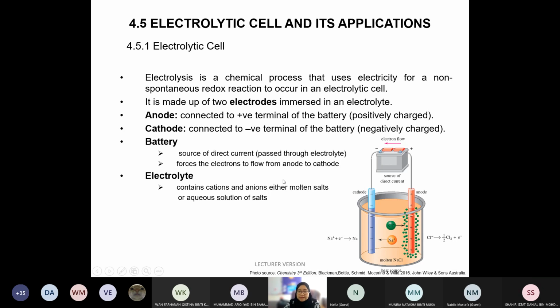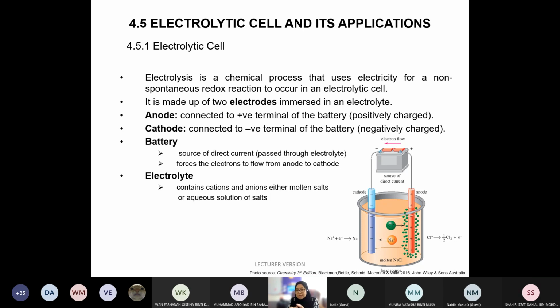Electrolysis is a chemical process that uses electricity for a non-spontaneous redox reaction to occur in an electrolytic cell. Remember just now we learned how to determine the spontaneity of a reaction. If E0 cell is a positive value, that means it is a spontaneous reaction. If the E0 cell is a negative value, that means it is non-spontaneous. Non-spontaneous means it will not happen as is.